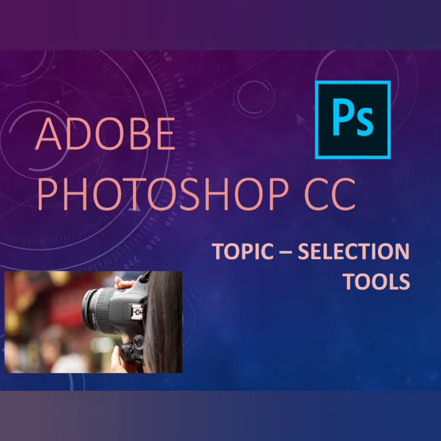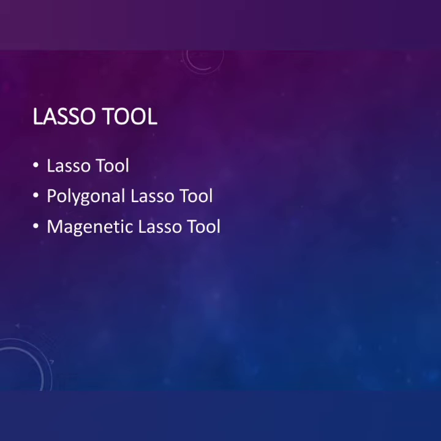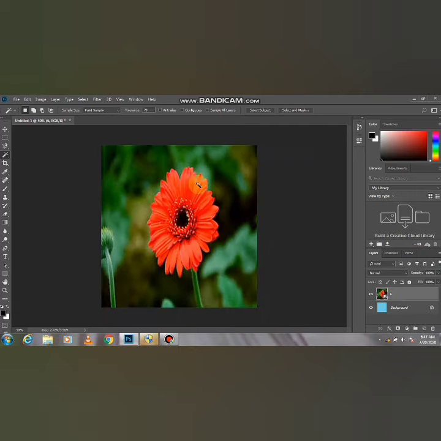So let's proceed. Lasso tool is a type of selection tool, and it is a bunch of three very useful tools used for freehand selections. These are lasso tool, polygonal lasso tool, and magnetic lasso tool. So let's learn about these selection tools in our video.